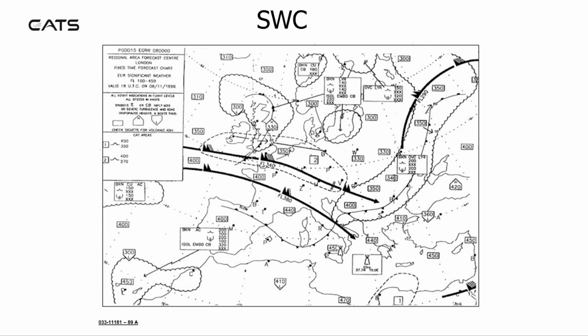Depicted on it are heights of the tropopause in boxes with local tropopause highs and lows. There will also be areas of clear air turbulence, CAT areas, with numbers attached to them and shown in the legend. The wavy areas, which look a bit like cloud shapes, are areas of significant weather. There'll typically be arrows leading to boxes describing the weather inside.